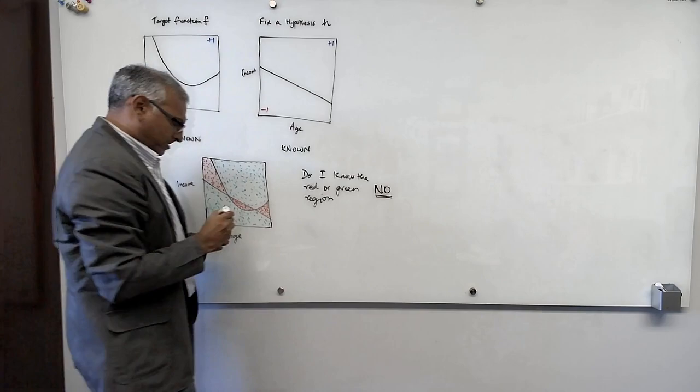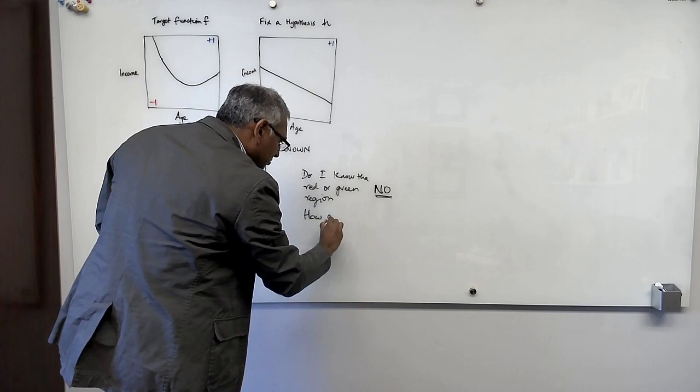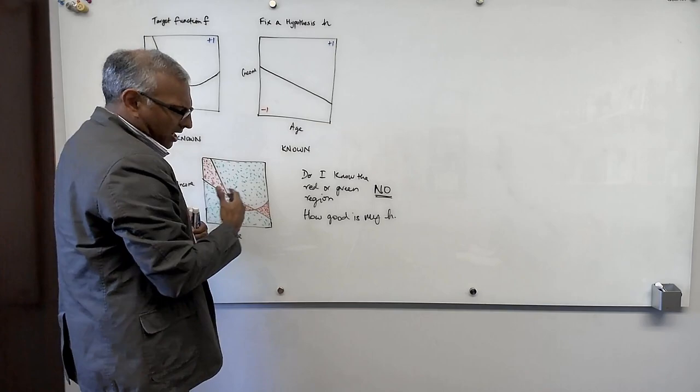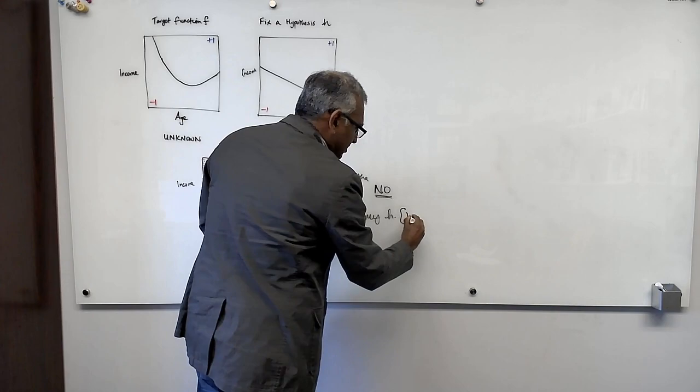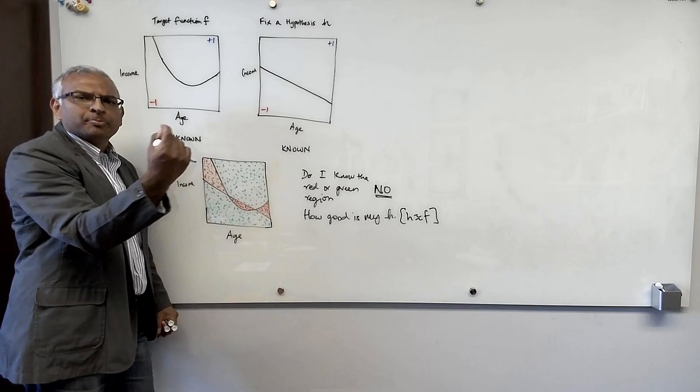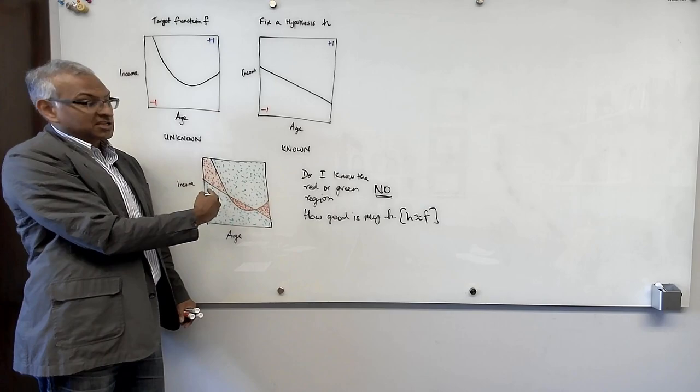How good is my H? In some sense, we're asking, what is the size of this red region? We're asking basically, does H approximate F? We can be more precise about that. If I were to pick a random point, that point could be colored green or red. And I'm asking how good my H is: what's the probability that I get a red point?